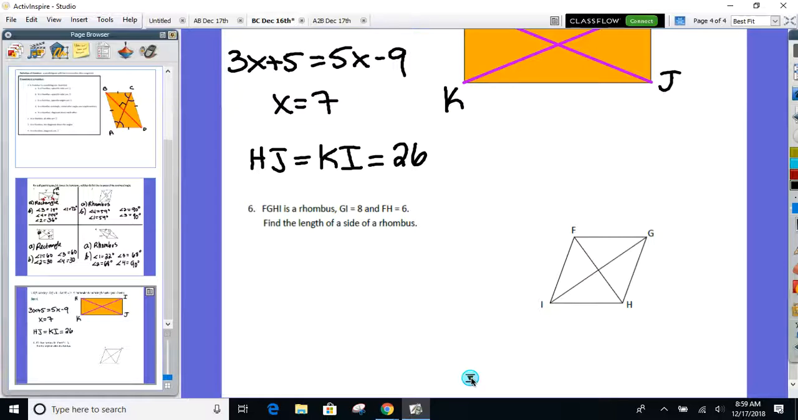So let's start talking about labeling this diagram and then hopefully coming up with some algebraic way of finding a side. All right, so start. What do you know about diagonals of a rhombus? Anything you want to throw at me here? Diagonals of a rhombus, so we can start labeling this beast. They bisect each other. How's that helpful? Well, ready? If GI is 8, what's each piece? 4 and 4. All right, I can at least label that. FH is 6, so each piece, 3 and 3.